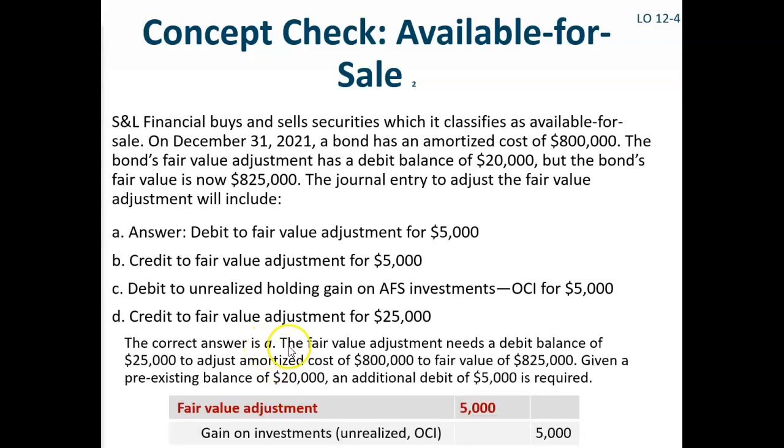The correct answer is A. The fair value adjustment needs a debit balance of $25,000 to adjust amortized costs of $800,000 to the fair value of $825,000. Given a pre-existing balance of $20,000, an additional debit of $5,000 is required. The journal entry is debit fair value adjustment, $5,000. Credit gain on investments reported in other comprehensive income, $5,000.